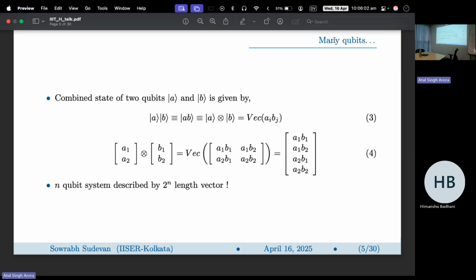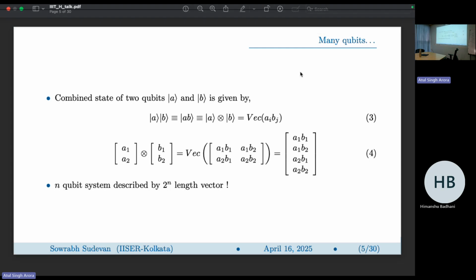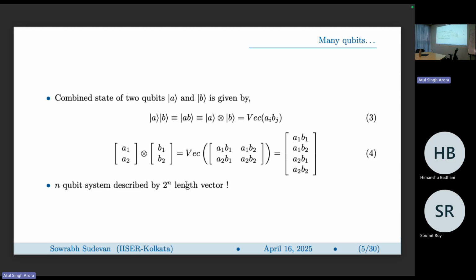When you have many qubits, the state of a many-qubit system is given by a tensor product, where you do this kind of product and vectorize it. This is what a tensor product is. This longer vector represents the state of two systems, A and B, put together. In general, an n-qubit system is described by a vector of length 2 to the power n. It increases exponentially. This is not just a feature of quantum mechanics; it's a feature of many-variable probability distributions, where you would have so many joint probabilities to keep track of.